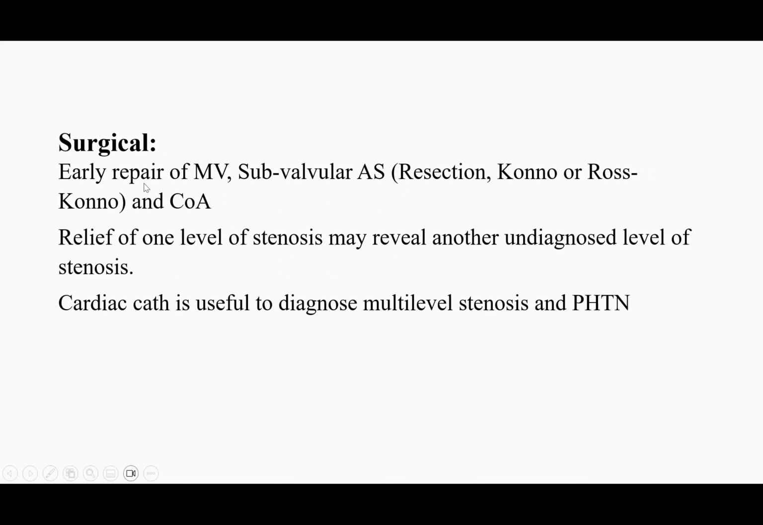Surgically, early repair of the mitral valve, subvalvular aortic stenosis with resection, Konno or Ross-Konno, and coarctation. Relief of one level of stenosis may reveal another undiagnosed level of stenosis. Cardiac cath is useful to diagnose multi-level stenosis and pulmonary hypertension.